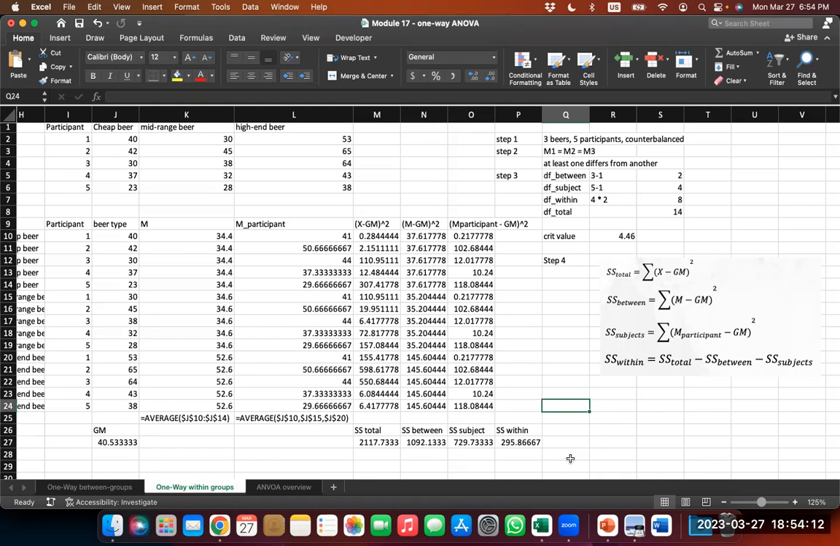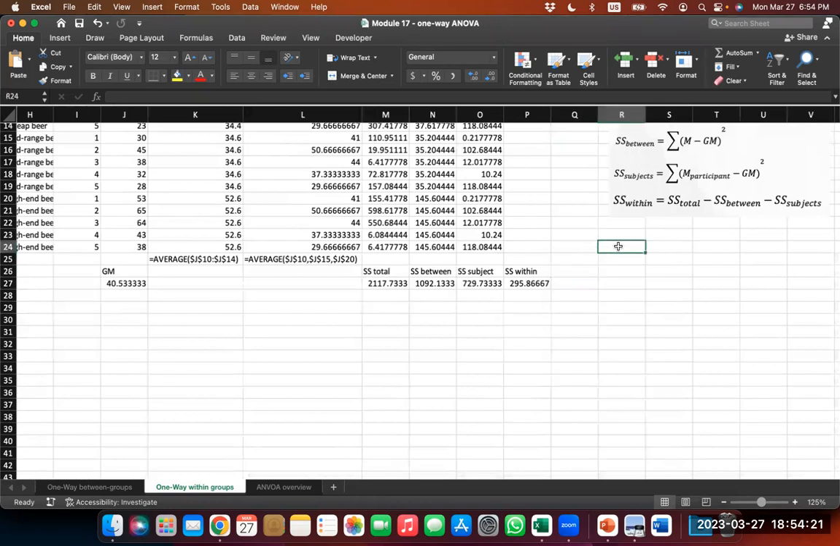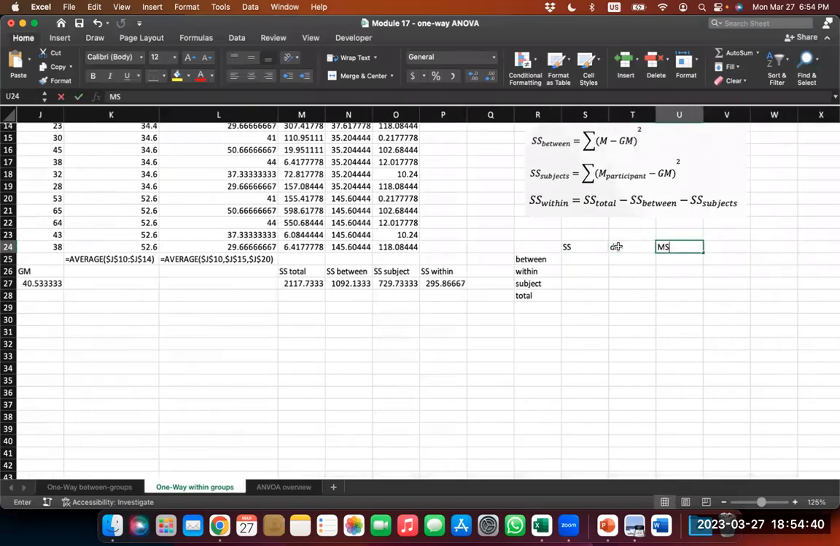Okay, little thought experiment. Good, so we have now sum of squares total, between subject and within. So what we need next is we need to fill out our source table. So we have now between, within, subject, and lastly total. We have sum of squares, we have degrees of freedom, we have variance, and we have F. So sum of square we know: sum of square between is 1092, sum of square within is 295, sum of square subject is 729, sum of square total is 2117.